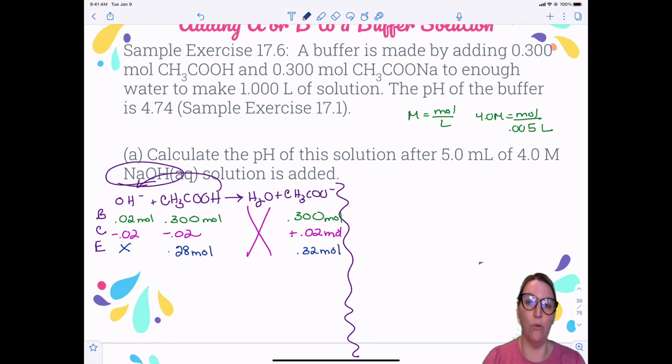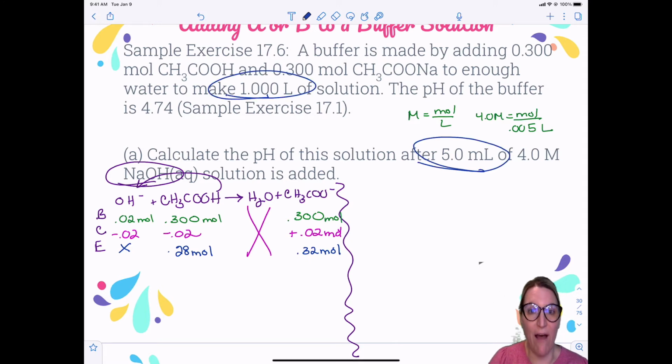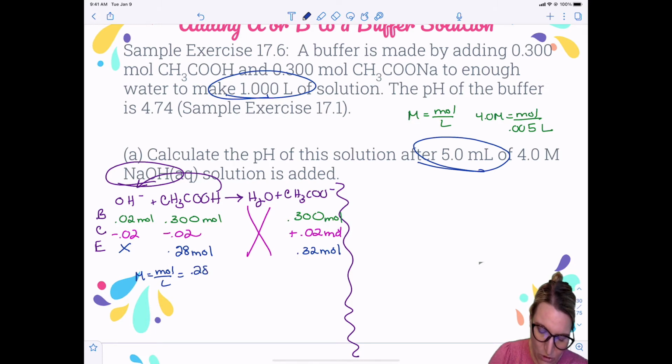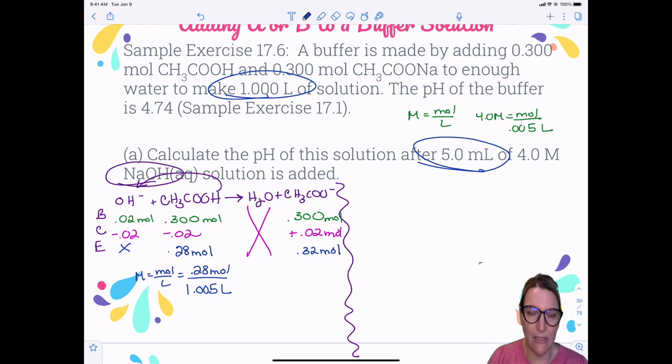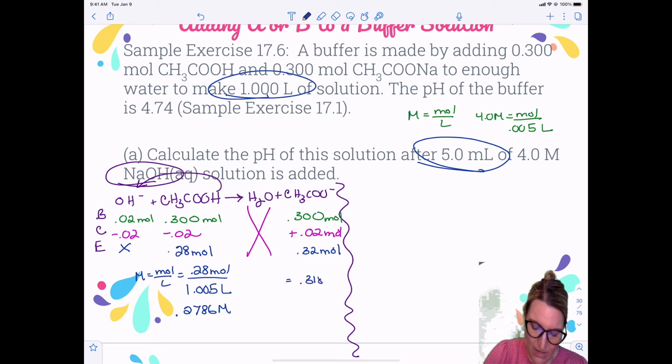Now, in order to finish up this problem, I need to do an ICE chart with these quantities, but in terms of molarity. Now, it says that I have 1 liter of solution, and I add 5 milliliters of this base. So my new molarity, if I think of molarity, of course, moles over liter, it's going to be 0.28 moles over 1.005 liters. Just a little different, but that will make this 0.2786 molarity in acetic acid and 0.318 molarity in acetate ion.